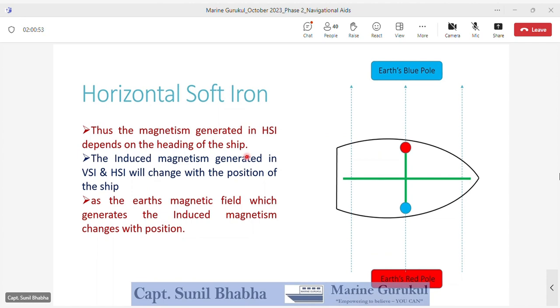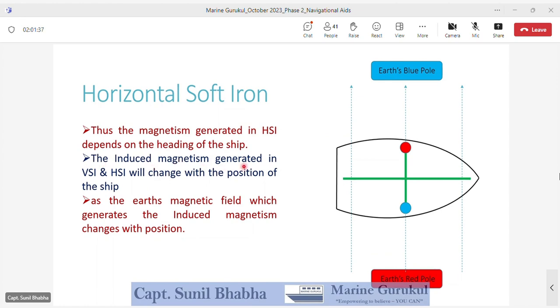Now, on the other hand, with the ship heading east, the athwartship beams are now lying in the north-south orientation. The Earth's magnetic field is also in the north-south orientation, so they are perfectly aligned with each other, generating maximum possible induction on the athwartship beams. Thus, the magnetism generated in HSI depends on the heading of the ship, because as the heading changes, the orientation of the HSI with respect to the magnetic field of the Earth also keeps changing.